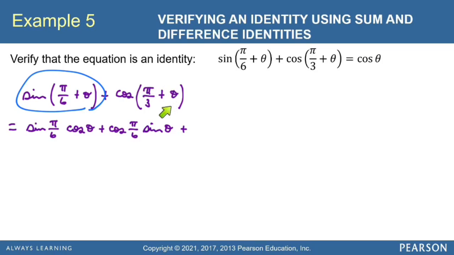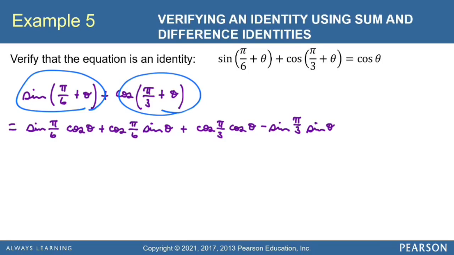And now we can use our cosine of a plus b identity on the next term. So now look at your formula sheet and get your identity for the cosine of a plus b. We'll be substituting pi over 3 in place of the a and theta in place of the b. So that's going to give us cosine of pi over 3 times cosine of theta minus sine of pi over 3 times sine of theta.